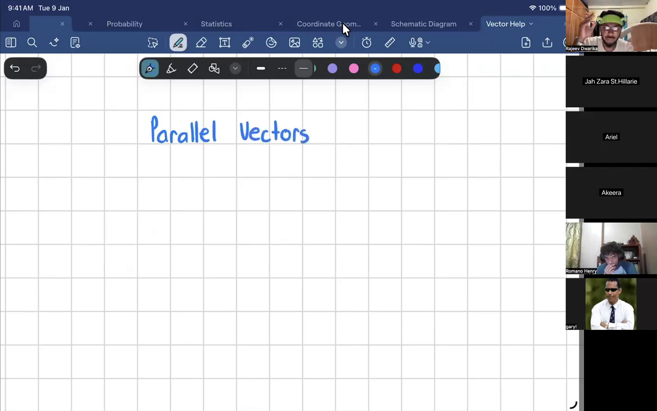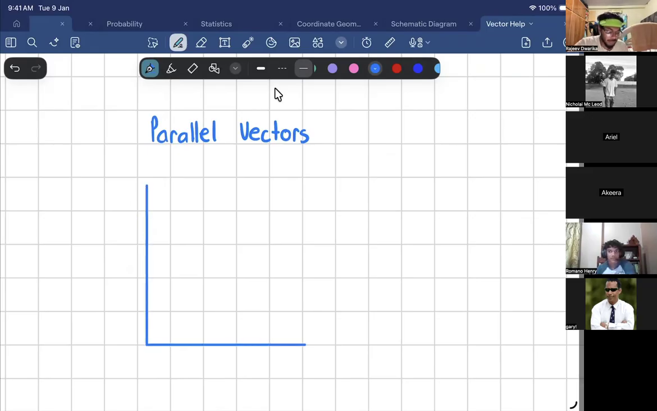So when I say parallel, what comes to mind? Two lines that never meet or never touch. And would you guys say that they have the same gradients or different gradients? They would have the same gradient. If I have two lines and they are parallel, they would have the same gradient. Cool.